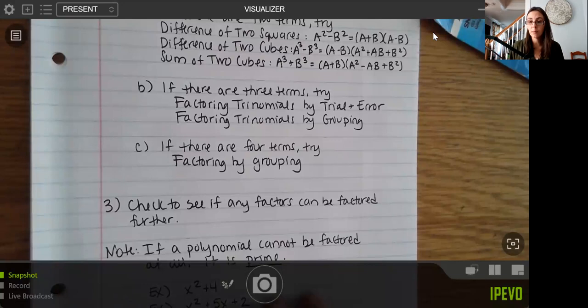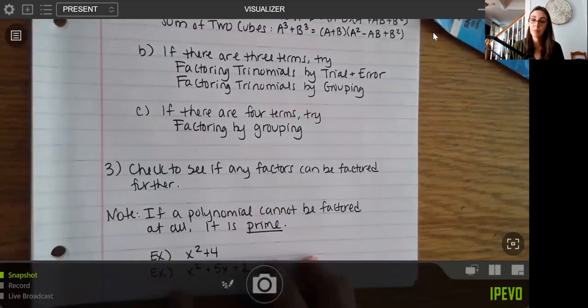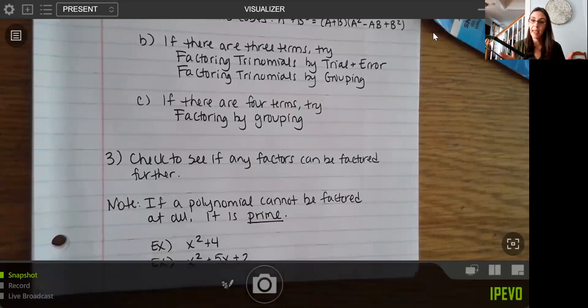If you have 4 terms in your polynomial, then you're definitely going to factor by grouping. That's the only technique we have right now for how to deal with 4 terms. So that's the one you want to use there.